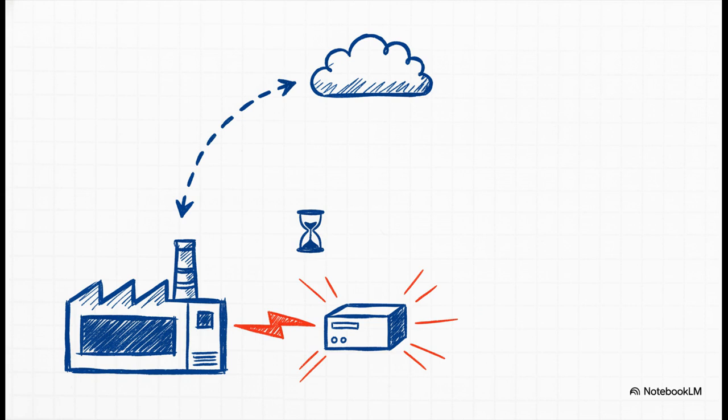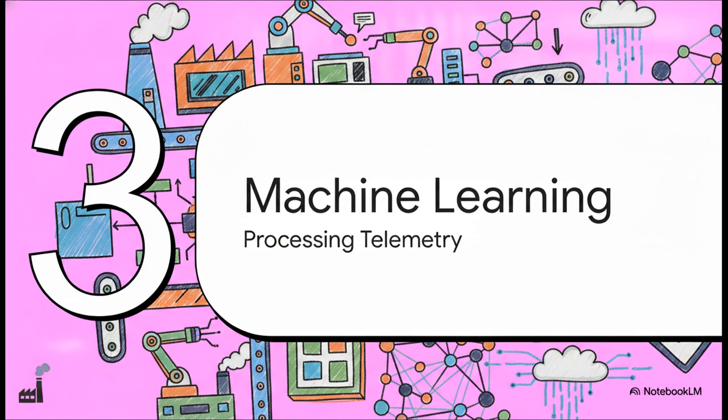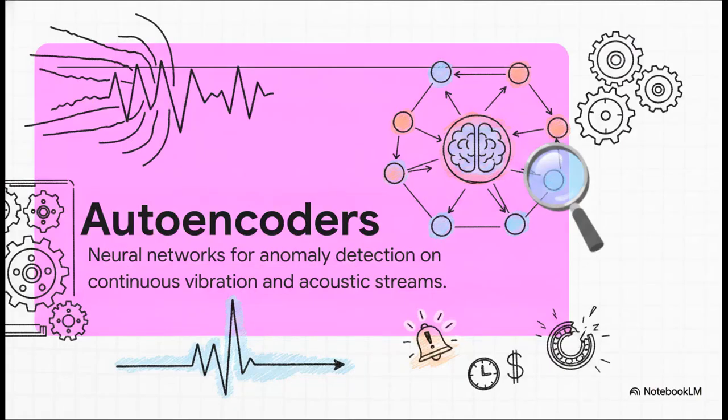This lets us process the telemetry and make split-second decisions locally, entirely bypassing that slow cloud round trip. All right, let's jump to Section 3, machine learning analytics, processing telemetry into actionable insights. Now that we have that sub-10 millisecond access to our machine data at the edge, we need the software layer to actually make sense of it all.